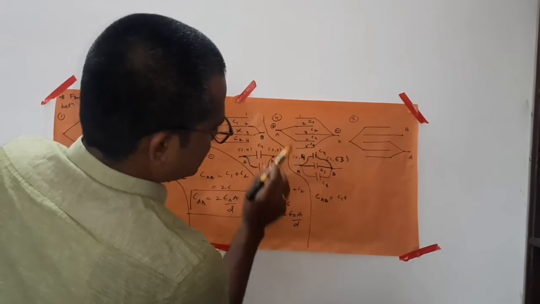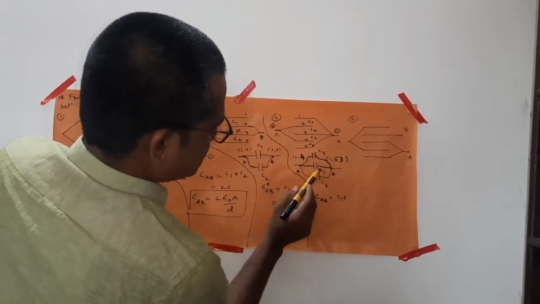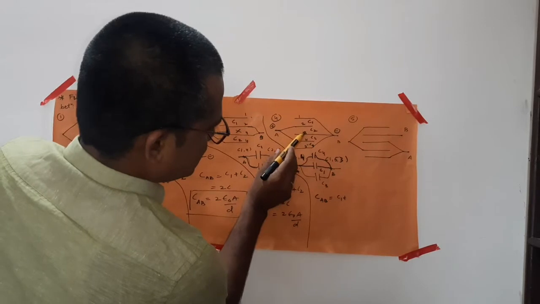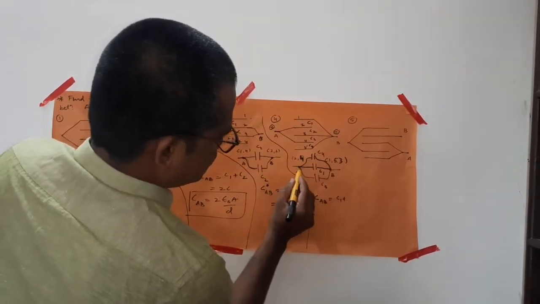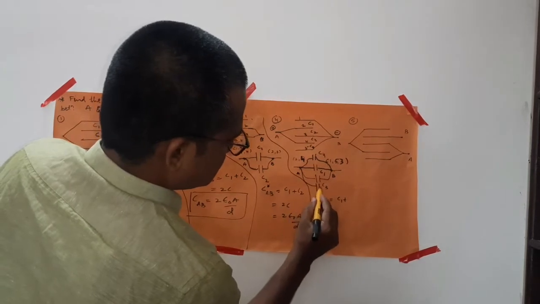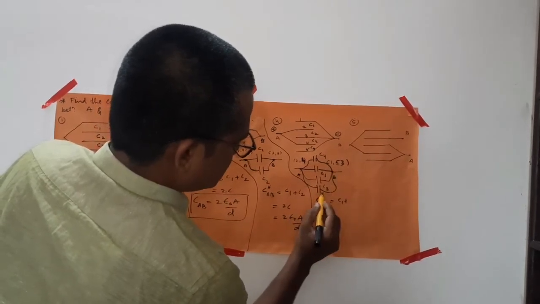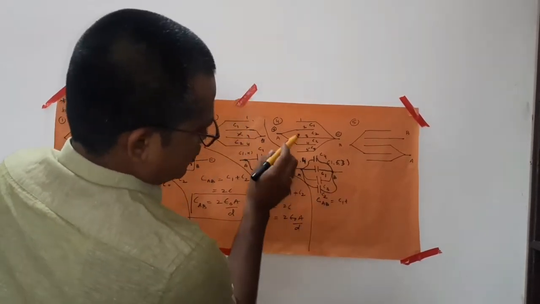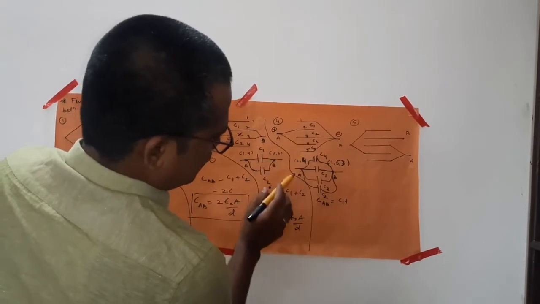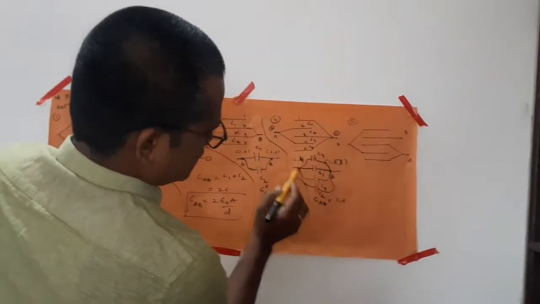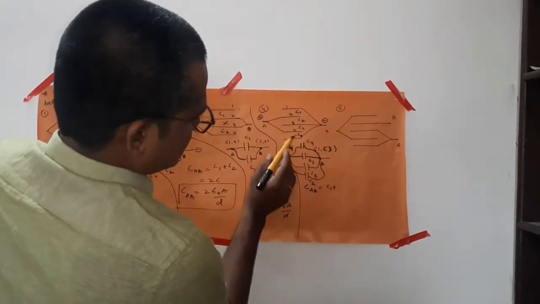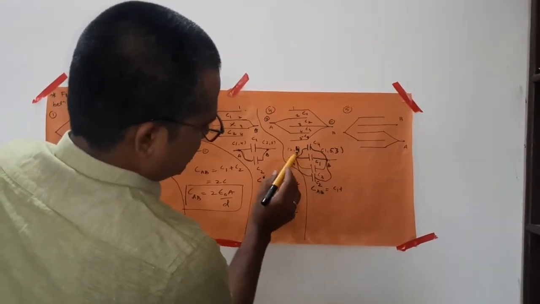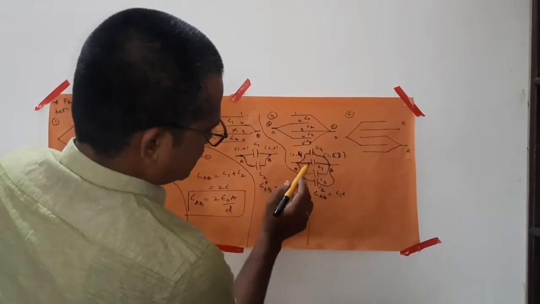C1 is between 1 and 2, and I have taken it here. Between 2 and 3, C2 is there. C2 should also have been taken here. This is C2. Between 3 and 4, C3 is there, and C3 has also been taken here. Then between 4 and 5, here 4, here 5, C4 is there.